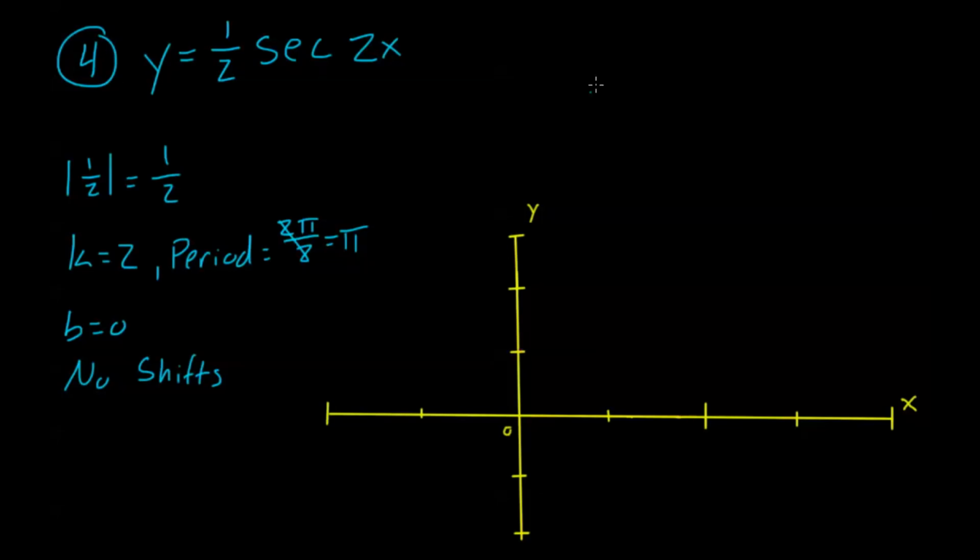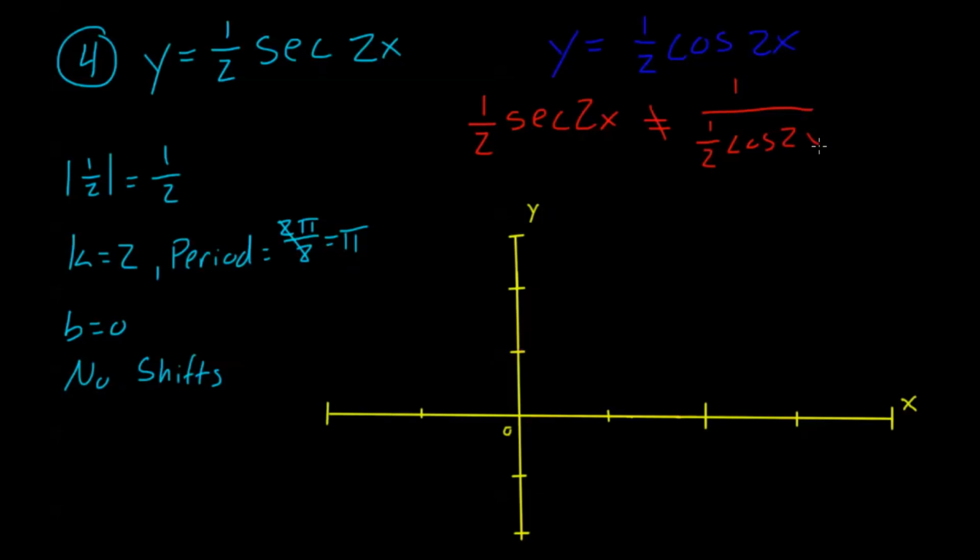Now what I want to do here is actually look at the graph first. I want to look at the graph y equals 1/2 cosine of 2x. I know that secant is 1 over cosine. Now it's very important here that I say something. I don't want to mislead anybody. 1/2 secant of 2x is not equal to 1 over 1/2 cosine of 2x. This just is not true, right? This is equal to 2 secant 2x on the right-hand side here.